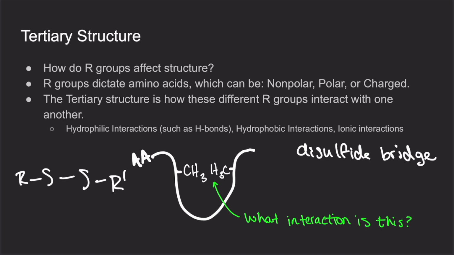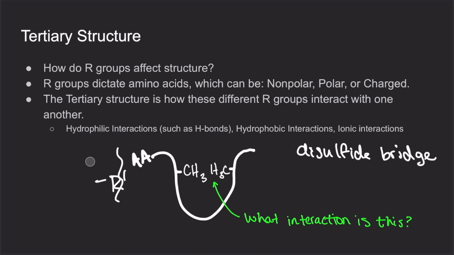And it looks like you have an R group, or R just meaning anything, bonded to a sulfur, bonded to another sulfur bonded to another R group. And then these R groups are part of the amino acid chains. So adjacent sulfurs can form a covalent bond between each other, making a disulfide bridge. Okay, so your tertiary structure is the interactions between the R groups. And you have hydrogen bonds, hydrophobic interactions, ionic bonds, and disulfide bridges.